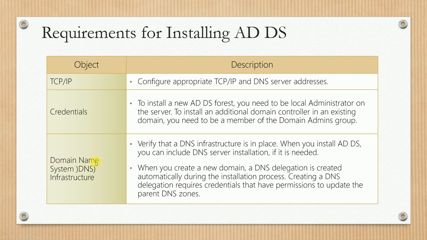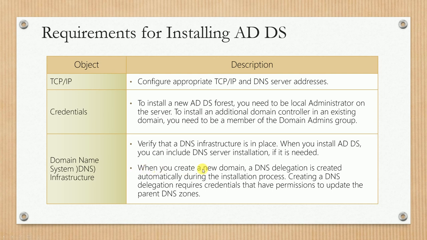Now, what else do you need? You need a DNS, domain name system, infrastructure. To verify that the DNS infrastructure is in place, when you install the ADDS, you can include the DNS server installation if needed. So if you have not installed the DNS server, you must install a DNS server with your Active Directory installation.